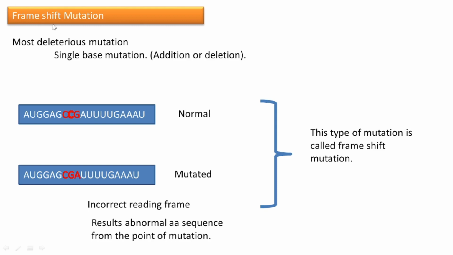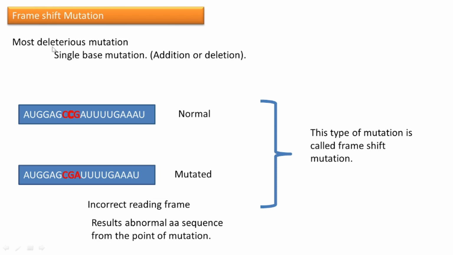First one is frame shift mutation. Mutation, what is it? We all know that mutation means a sudden heritable change in any of the properties because of so many external factors. That is mutation. Then what is frame shift mutation? A shift is happening in the frame. What frame? Reading frame. And that mutation I am going to explain to you.